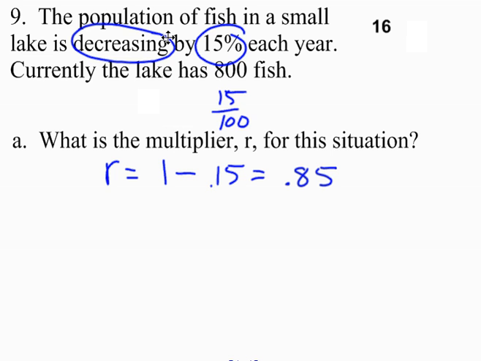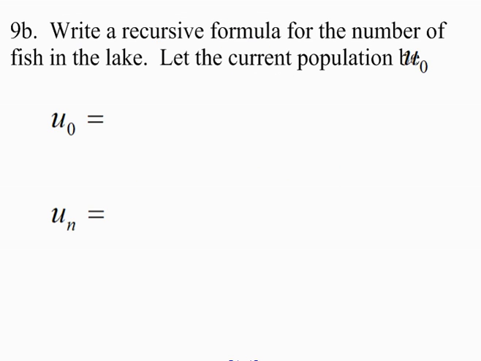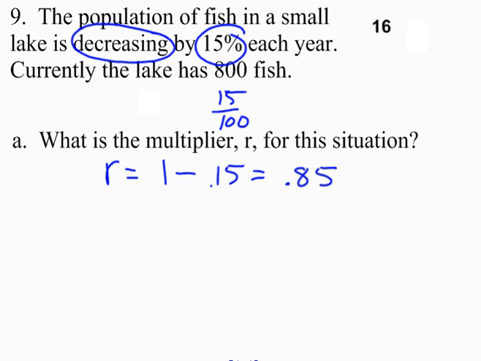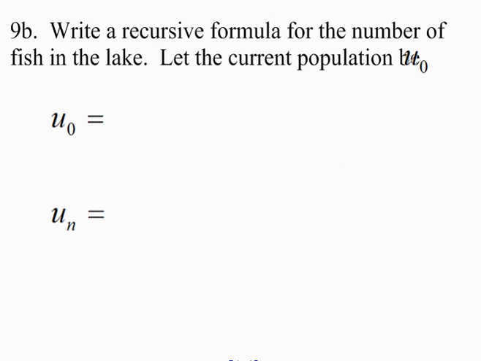Now I'm going to write the recursive formula for the situation. So again, I'm looking at u sub 0. And in our case, our u sub 0 is our starting value, which is 800 fish. So I just put u sub 0 equals 800. The u sub n minus 1 is just notation, and I am multiplying it now by that 0.85.